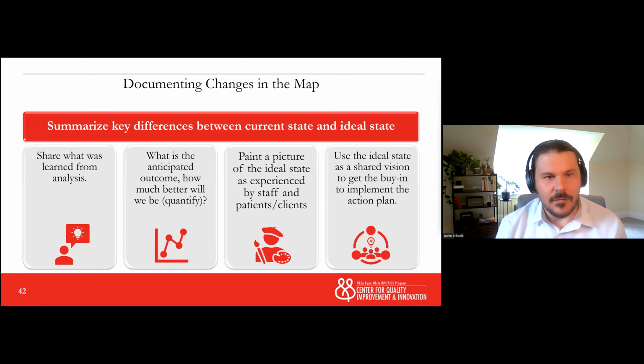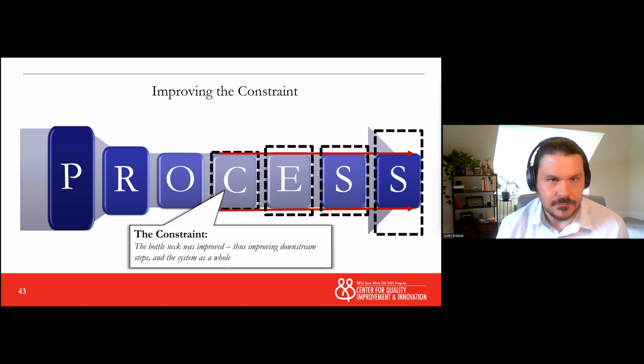So going from current to ideal, we want to look at, what are the key differences? We want to paint a picture of the ideal state of like, hey, patients and staff both like this. And the ideal state is that shared vision to get buy-in to implement improvement ideas. And then we want to start doing something to improve that constraint, to get us from current state a little bit closer to ideal.